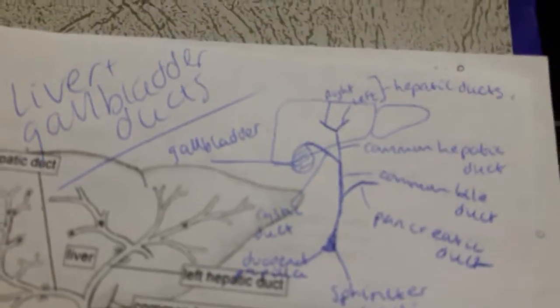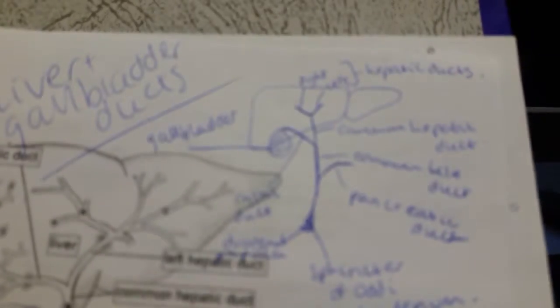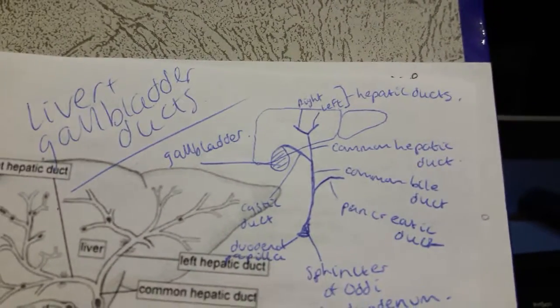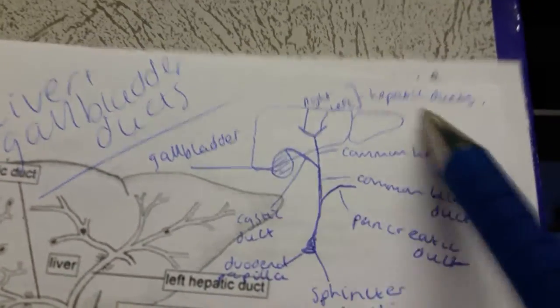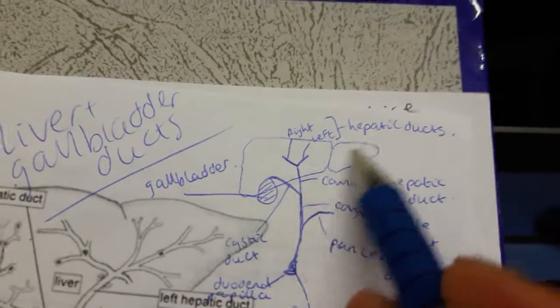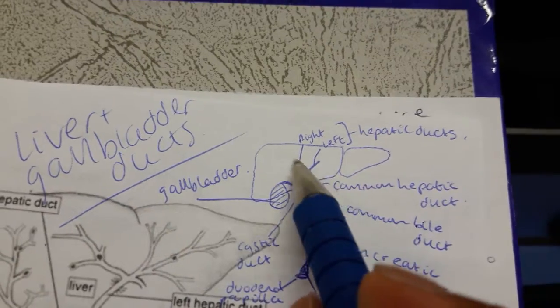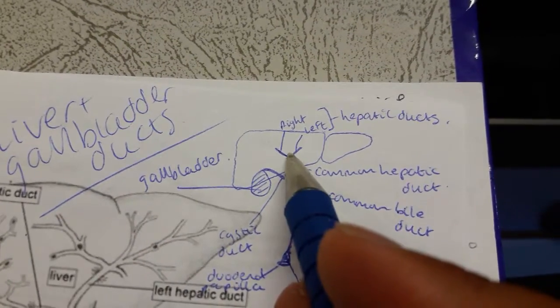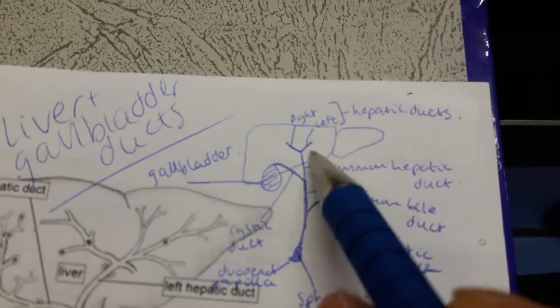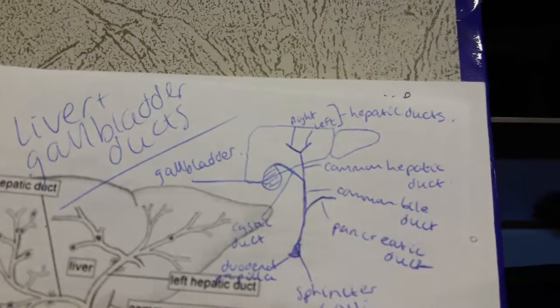So let's have a look at these ducts. Liver, gallbladder, and ducts. So the liver has, as I mentioned, two lobes, the right lobe and the left lobe. It's got the hepatic ducts coming off the liver. And these hepatic ducts then join to form the common hepatic duct, shown here.